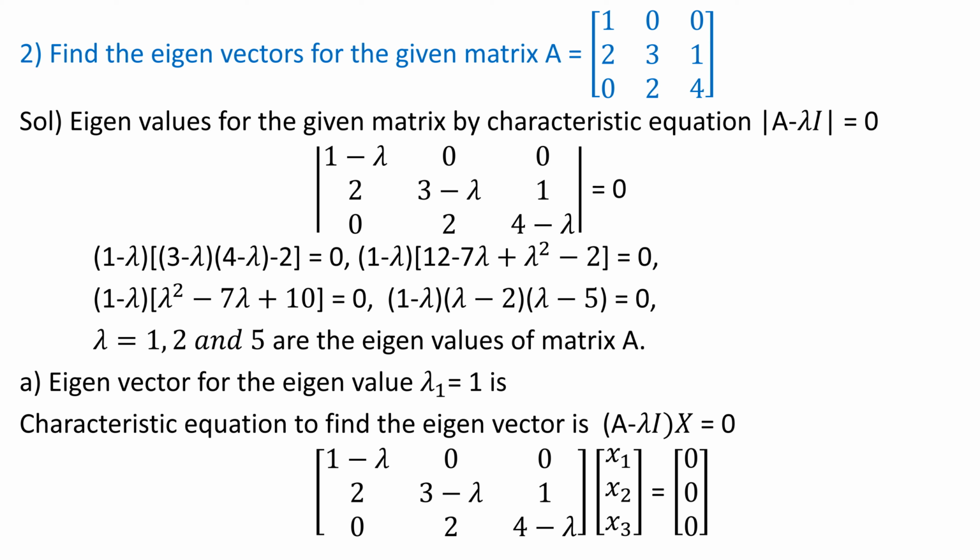And the eigenvector for the given eigenvalue λ1 = 1 is found from the characteristic equation for the eigenvector, (A - λI)x = 0, where A is the given matrix, λ is the eigenvalue, I is the unit matrix, and x is the required eigenvector. So from here it will be [1-λ 0 0; 2 3-λ 1; 0 2 4-λ] times [x1 x2 x3] equals [0 0 0].